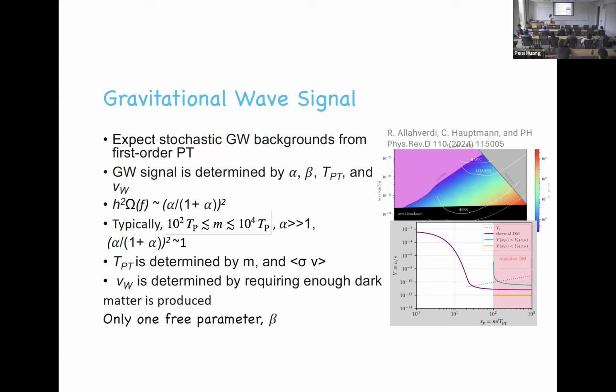And the phase transition temperature is determined by the mass and annihilation cross-section, so from this plot right here. And then the wall velocity is determined by requiring enough dark matter is produced at the phase transition temperature. So we want to make sure we're in the blue region, not the yellow one. So from some calculation like this, after doing those steps, we only have one free parameter left. So we only have this beta over H. Of course, when you specify your particle physics model for the phase transition, all parameters can be calculated. But here again, we try to keep the discussion more model independent. So now we have one free parameter here.